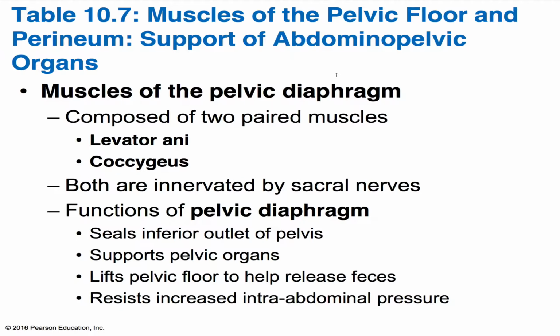Now we're going to be looking at muscles of the pelvic floor and the perineum, which provide support for the abdominal pelvic organs. Now these two paired muscles, the Levator ani and the Coccygeus, form the funnel-shaped pelvic floor, also known as the pelvic diaphragm.